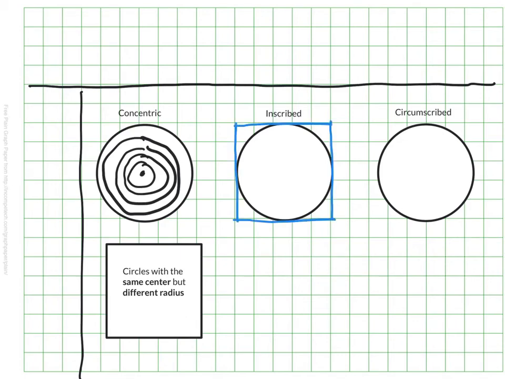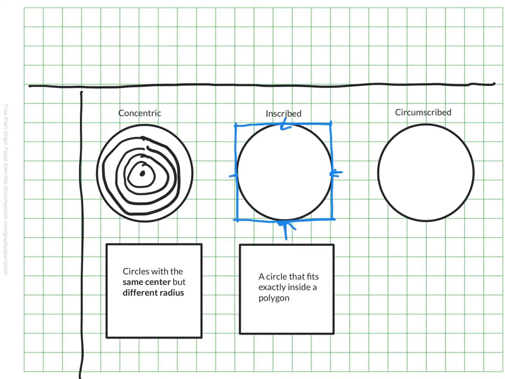The next circle is now what we call inscribed. You can see that I have a blue square on the outside that is touching exactly these edges of our circle right here, here, here, and here. So we call this an inscribed circle because it fits exactly inside that polygon. It's inscribed inside it. There's that in, right? Inside, inscribed.